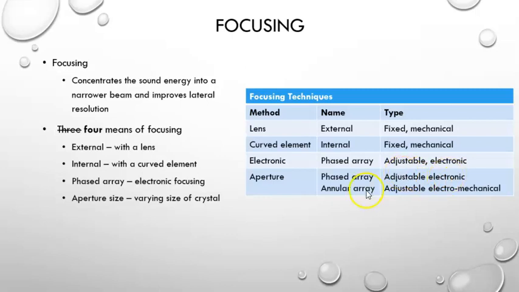That gives us adjustable electronic focusing in both a phased array and something called an annular array. And we'll talk about annular array on some other day. You don't need to know what that is. However, if you want to Google it, it's there, right?